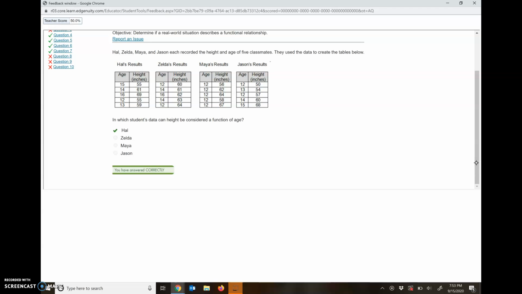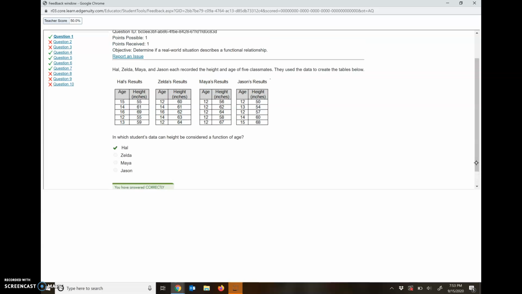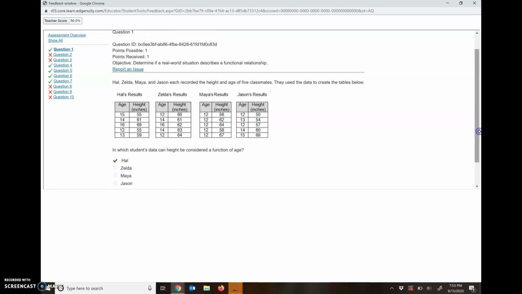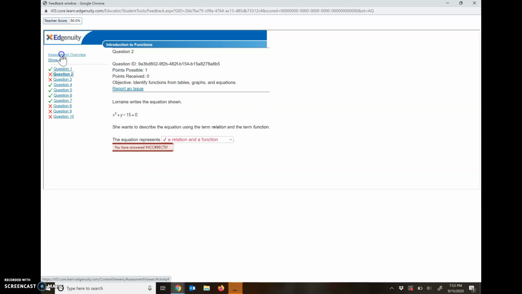If you look at Zelda, 12 and 12, same number, not a function. If you look at Maya, 12, 12, 12, 12, 12, a bunch of repeating numbers, not a function. Jason, 12 and 12 again, so not a function. So when we see a table like that, if it's repeating numbers, it is not a function. HAL is a function because none of those numbers repeat.